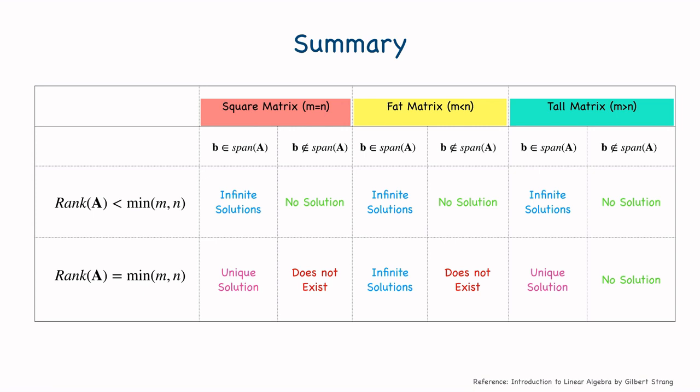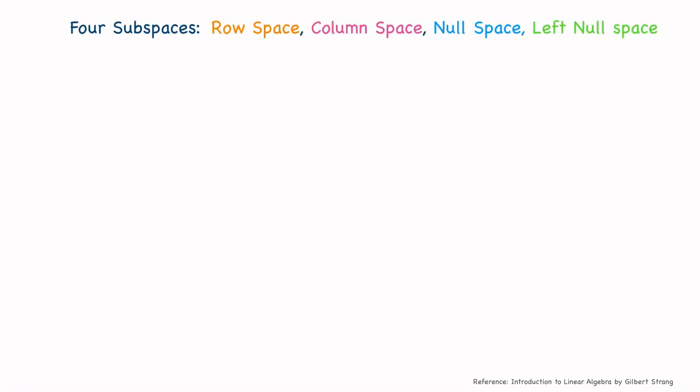So this is the summary of all the solutions for Ax is equal to b. Let us see now the 4 subspaces, which are row space, column space, null space, and left null space. More particularly, we would be focusing on null space, as there is a relation to what we were discussing earlier.